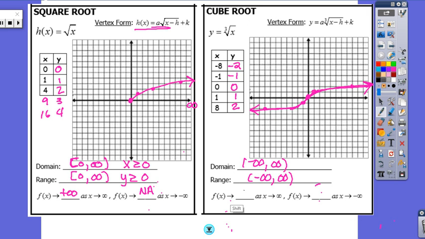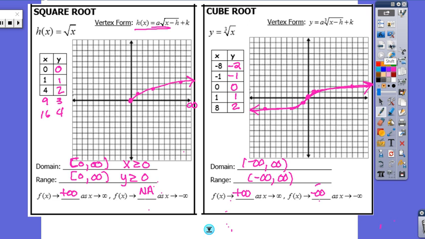And as x approaches positive infinity, y is getting larger, so that's also positive infinity. And this one does have an end behavior on the left. As x approaches negative infinity, y is going down, so it's also approaching negative infinity. Here again, look at our general form of our equation.